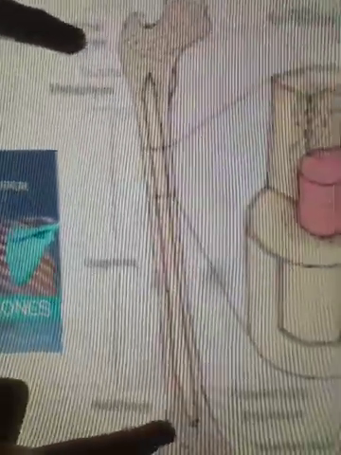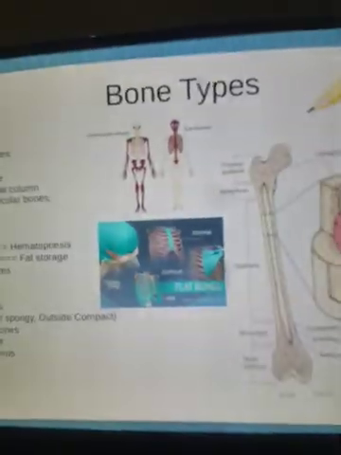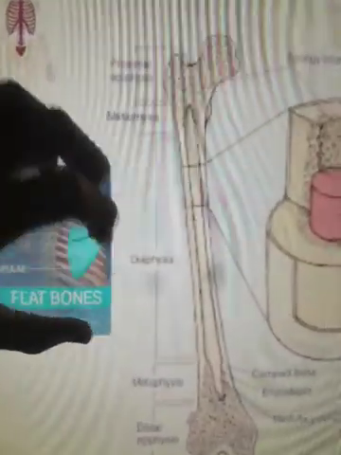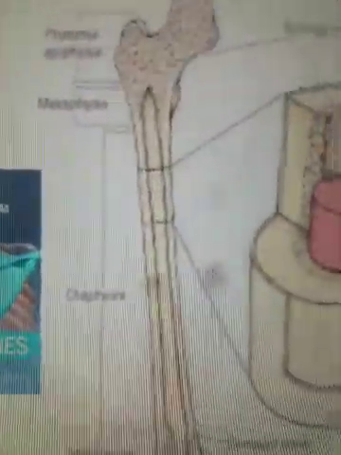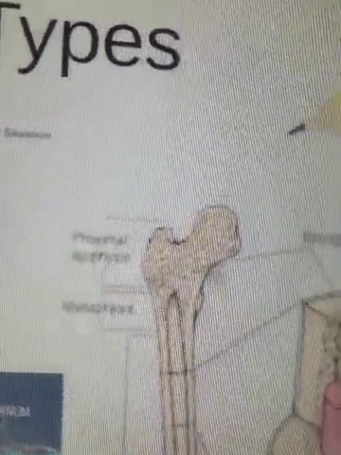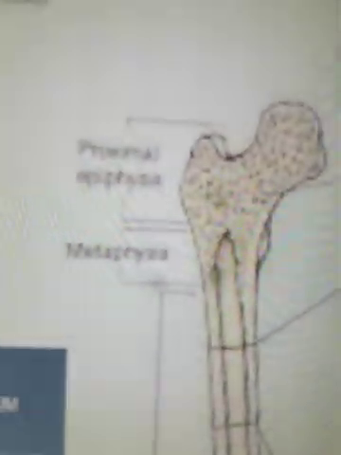So here, as you can see in this bone, this middle part, where the marrow is, we have the diaphysis, right? Here is the epiphysis, and between the diaphysis and the epiphysis there is the metaphysis, and here is the marrow, right?